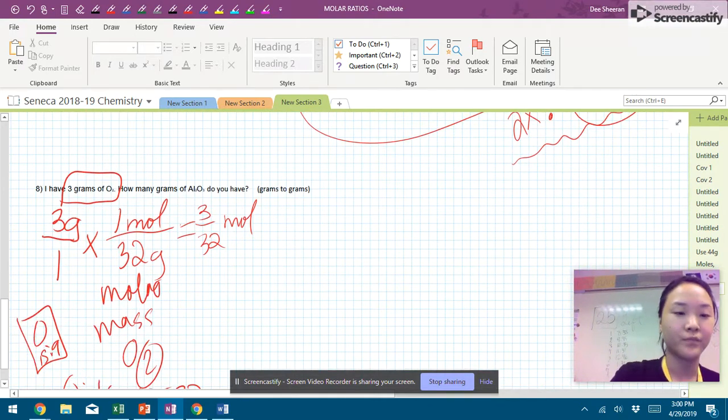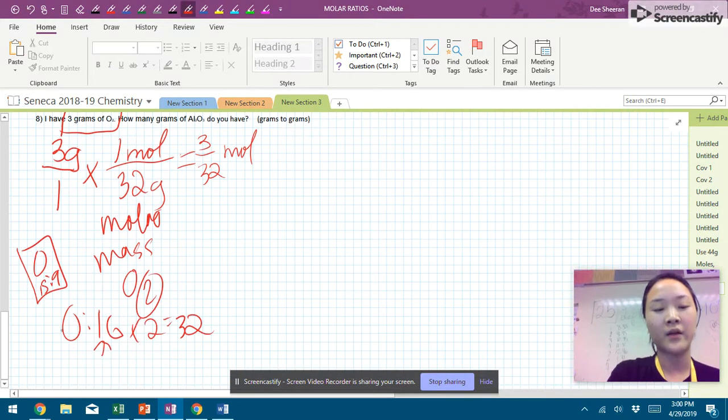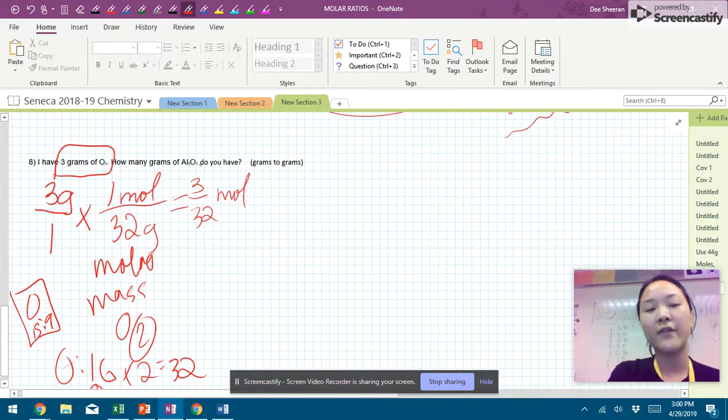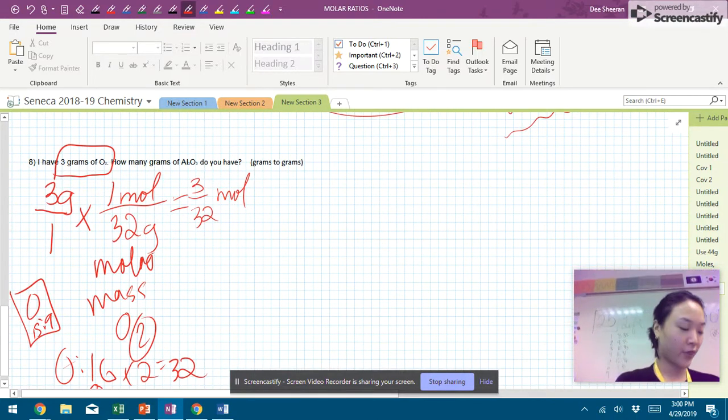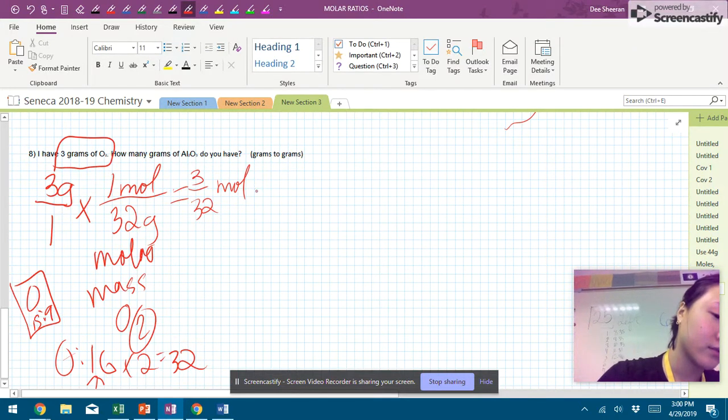So let's go back to where we were. So we took 3 grams over 1 times the molar mass of O2. I got the molar mass of O2 by multiplying the atomic mass of oxygen, which I got from the periodic table, by 2, because I have 2 oxygens in O2. I got a value of 3 over 32. And that gives me a total value of a small number, equals 0.094.